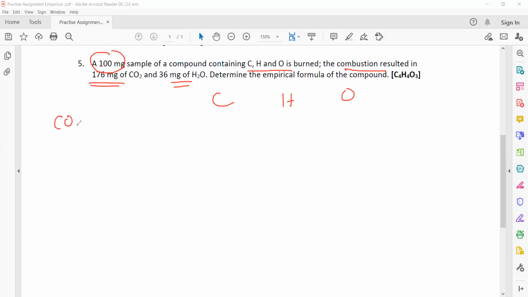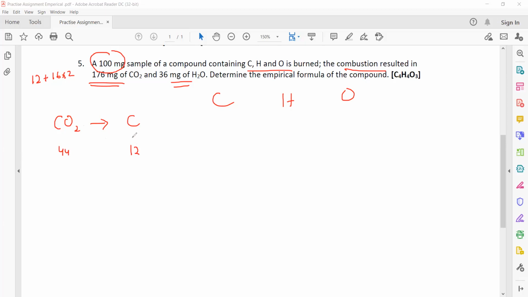You can see that one molecule of carbon dioxide has one carbon. What is the total mass of carbon dioxide? Carbon is 12 plus oxygen is 16 times 2, so it will be 32. So 32 plus 12, it will be 44. So if we have 44 grams or milligrams of carbon dioxide, it will have 12 grams of carbon.